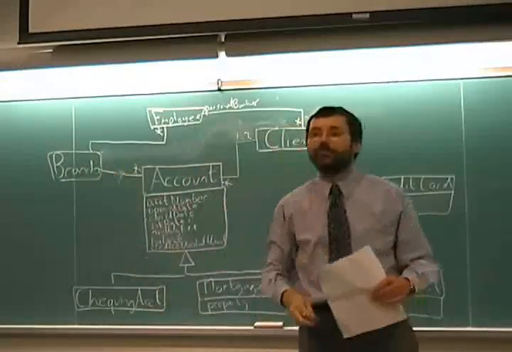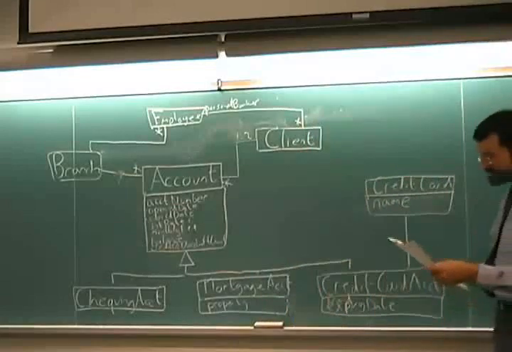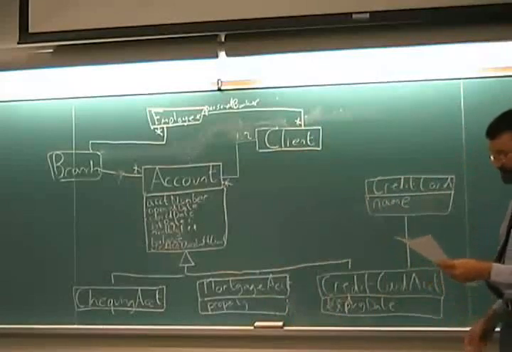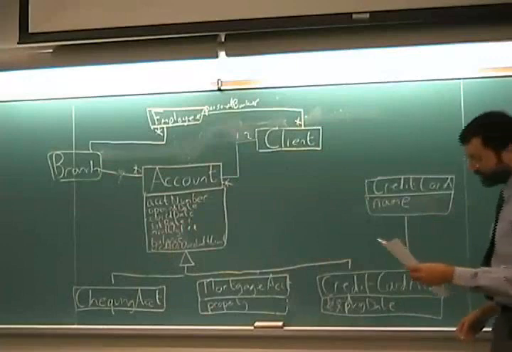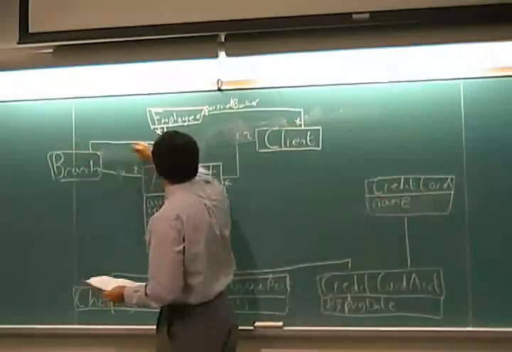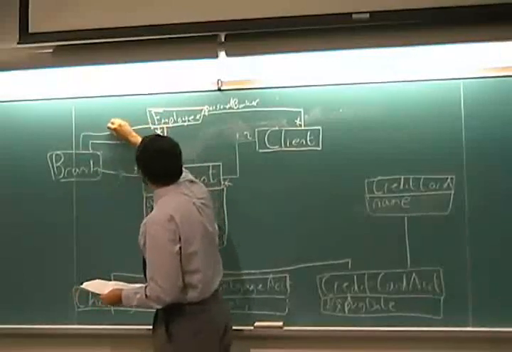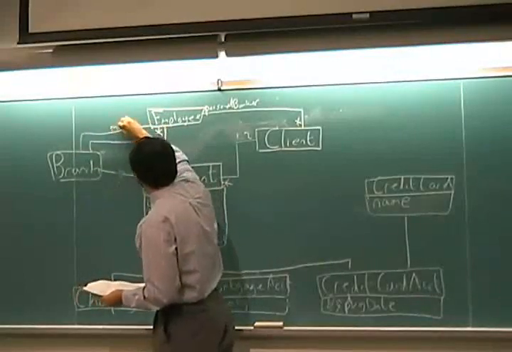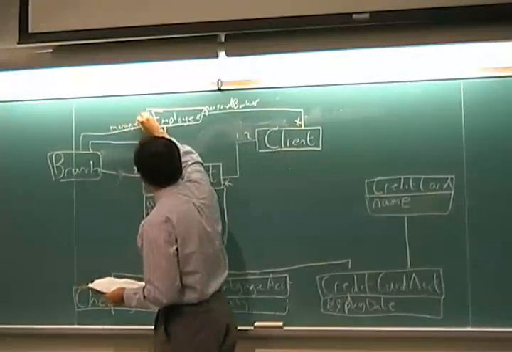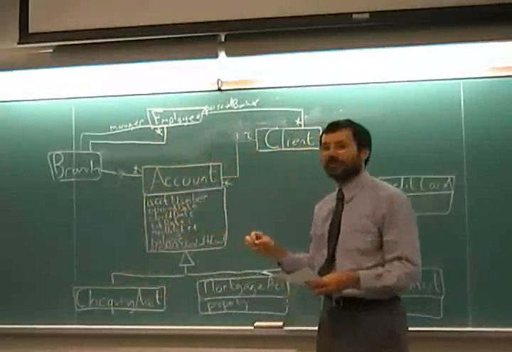Yeah? In between branch and employee, you can put manager. Okay, we can have a manager association there. So we have a bunch of employees that work for the branch, and one of these is going to be the manager. But it says employees work for a manager.